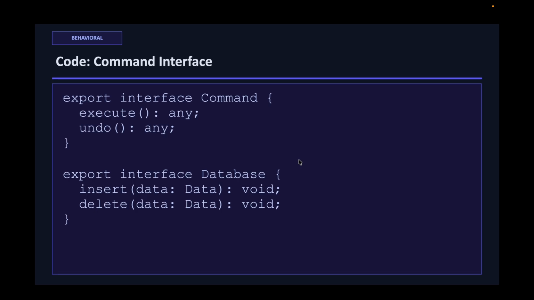Finally, we're going to look at the command interface. Here is the full command interface. It's very simple. It just has the two methods, nothing else. The execute performs the operation, the undo reverses that. Now we have the database receiver interface, which only has the insert and delete typed against this shared data record. These two interfaces define the entire protocol. Any new operation you want to add to the system is a new class that implements command and calls the methods on the database.